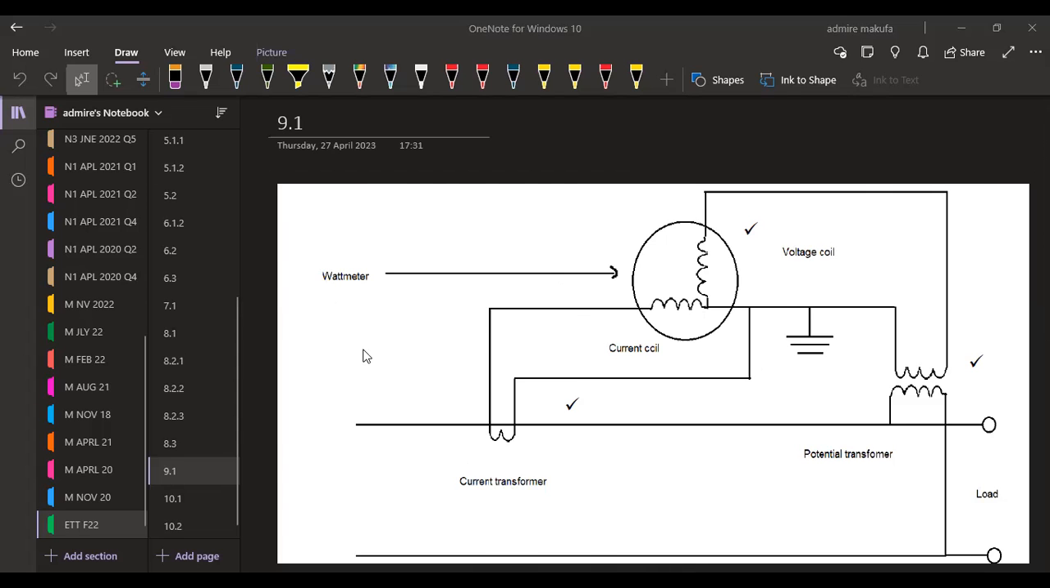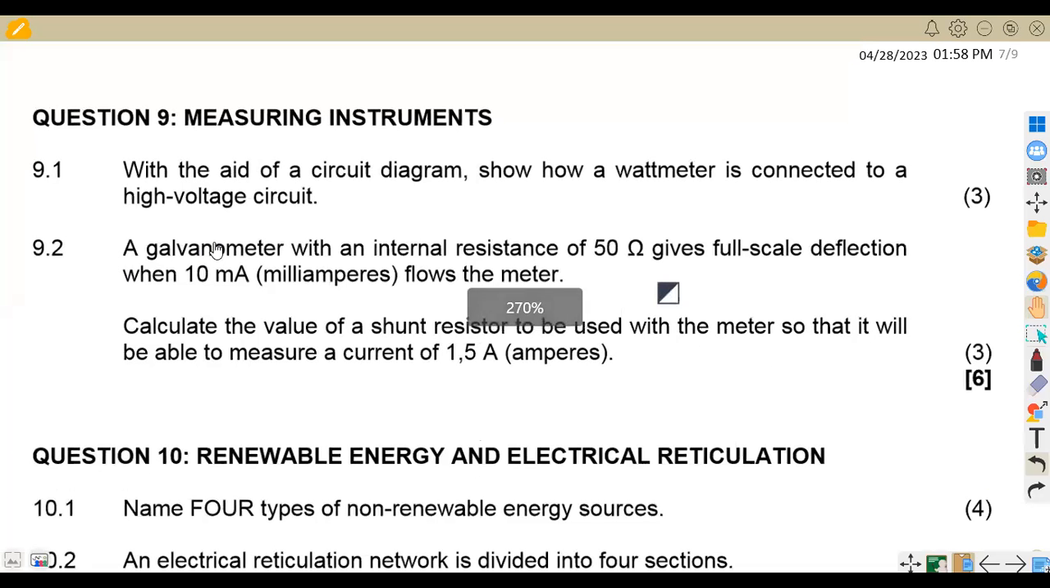If we check the other part of the question on 9.2, we are given a galvanometer with an internal resistance. So this is just a measuring instrument that you're given, which has got an internal resistance of 50 ohms and gives a full scale deflection of this current. So take note, calculate the value of the shunt resistor. Here they told you, but whenever the instrument is used for measuring currents, you are to use a shunt resistor.